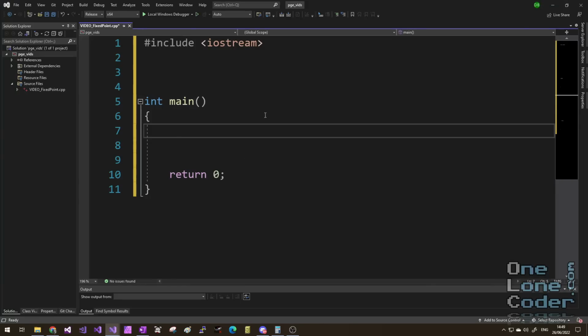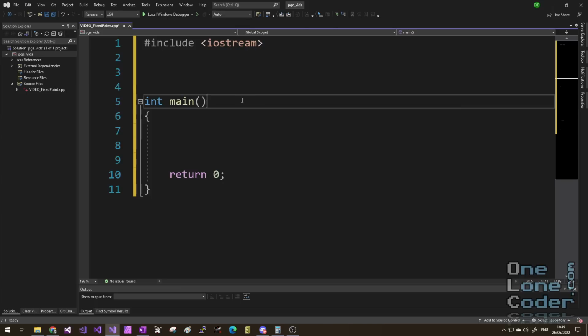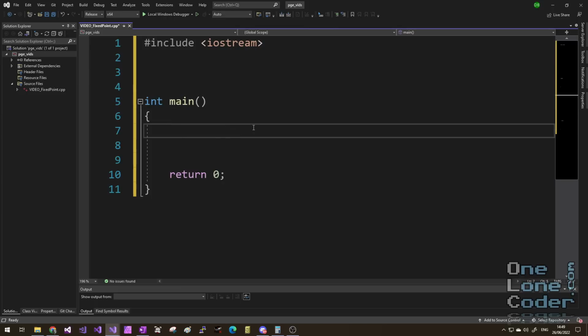I'm starting with a blank Visual Studio solution, and I'm not including the Pixel Game Engine. Yes, this is not a Pixel Game Engine video today. To begin with, I'm going to create a fixed point type, which is 16.16. That means we've got 16 bits on one side and 16 bits on the other side of our decimal point.